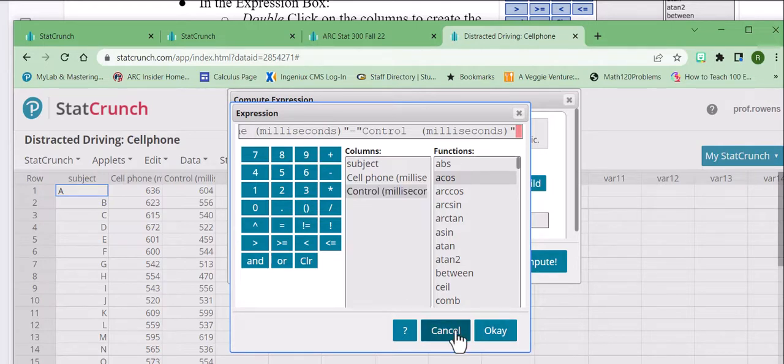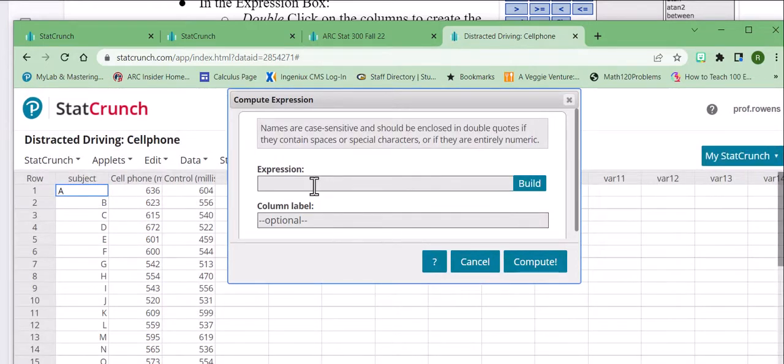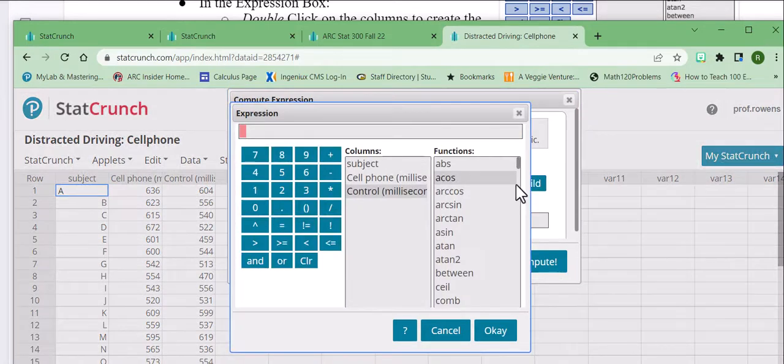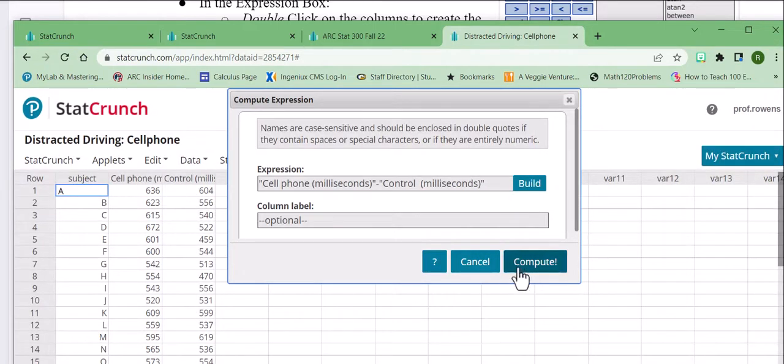Again, let me cancel this and go over the steps again, in case you missed it, but I guess you can pause and rewind. Let's go to build. Up here, notice that there's this little red box. There we want to say cell phone minus control: cell phone, double click, then click minus, and then control. Essentially now we're telling StackRanch to help us subtract those two columns. Hit OK, and then hit compute.